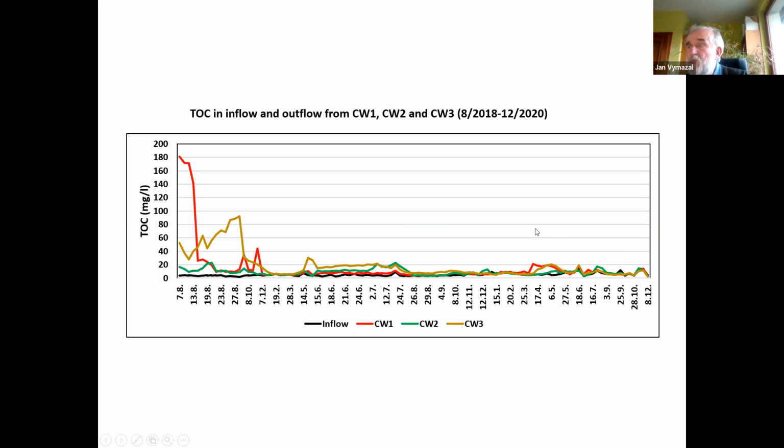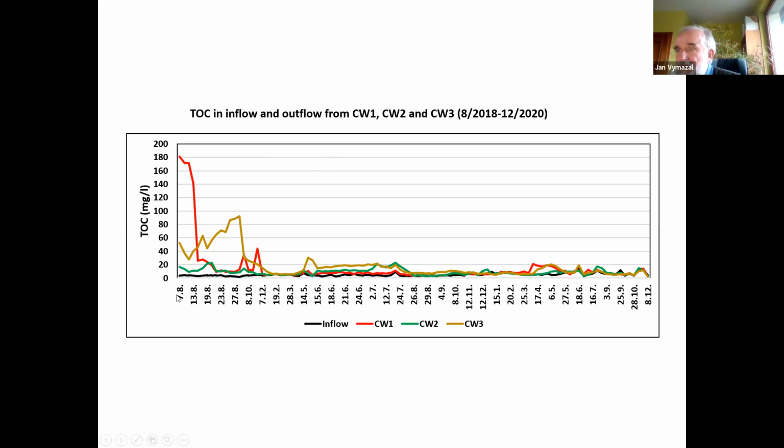Just a few more graphs. This is quite important because it shows that in the very beginning of the experiment, the leaching of organic carbon from the butchers was very high, and probably, not probably, but for sure, exceeded the amount of organic carbon which was used for denitrification.